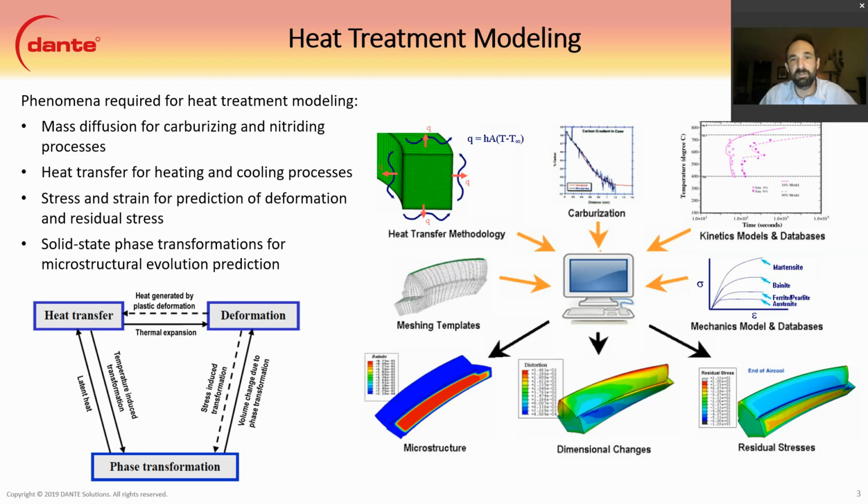The figure on the right shows the methodology used. Most heat treatment modeling is done with finite element analysis, and therefore meshing is needed on the CAD model. Carburization or nitriding is fed into the model first, followed by the heat transfer methodology, usually using heat transfer coefficients as the boundary conditions. Kinetics models and their respective databases, as well as the mechanical model and their respective databases, are then fed into the model using the carburization results and the heat transfer coefficient. The output then becomes microstructural evolution, dimensional change evolution, and residual stress evolution. The final hardness is also predicted.